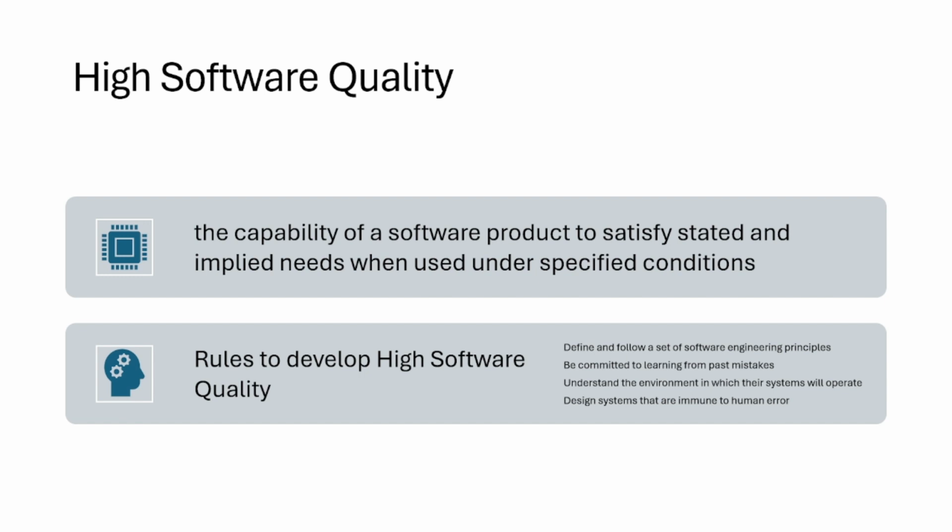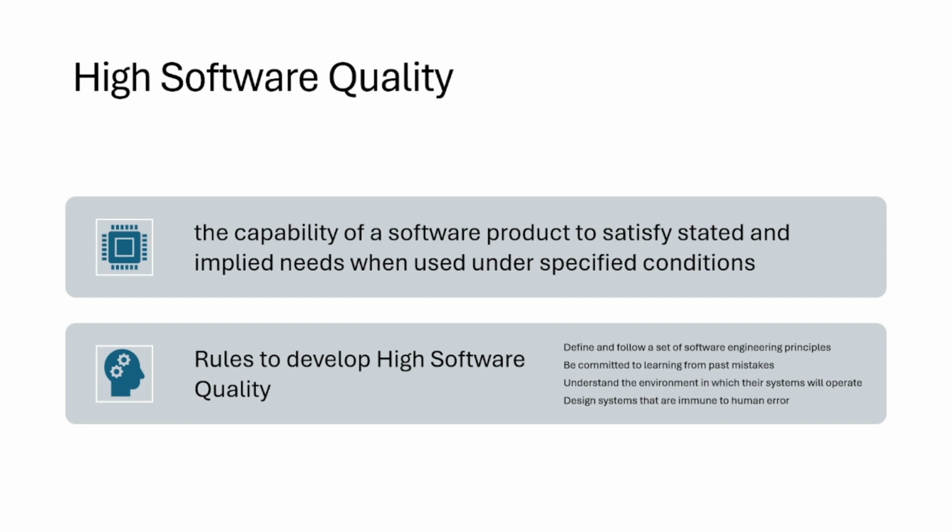We have some rules to develop high quality software, which are some of those I already said. It has to be secure, maintainable, scalable, with good performance and reliability. These are very important aspects to achieve high software quality. So you cannot achieve high quality software without meeting these aspects.